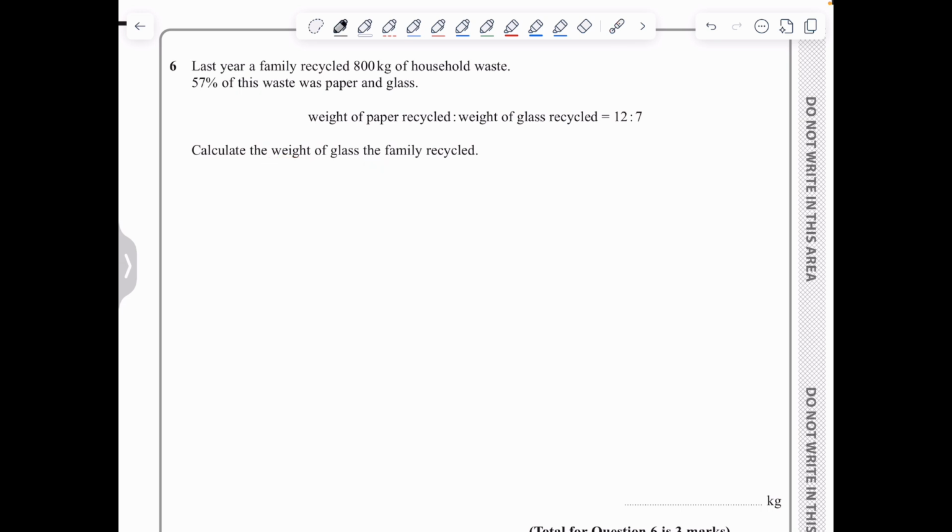Well, I will start by doing 12 plus 7 is equal to 19, and therefore this means that the weight of glass is 7/19 of the paper and glass. So we can see this from the ratio. So 7 corresponds to glass, so 7/19 of the paper and glass is the weight of glass.